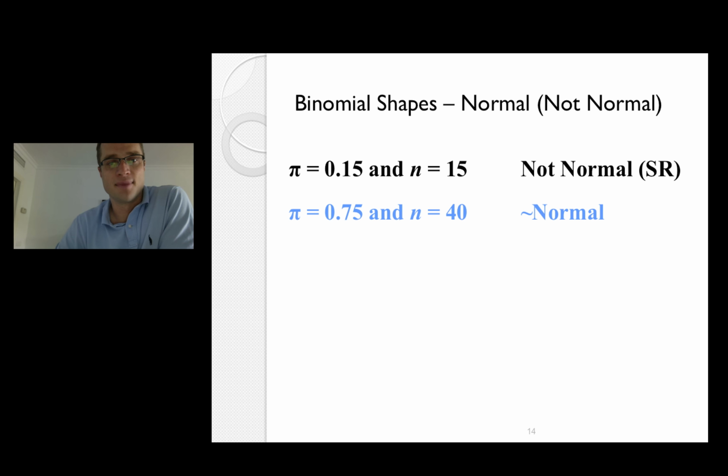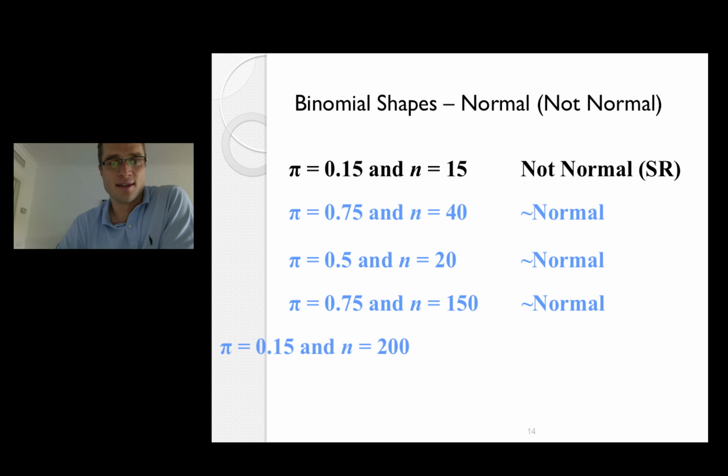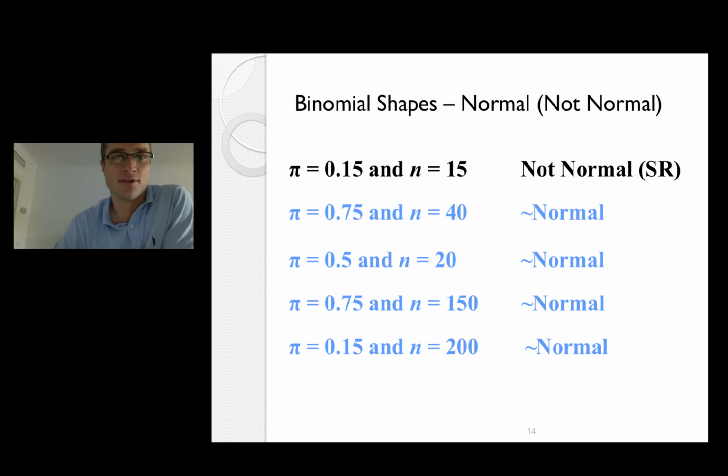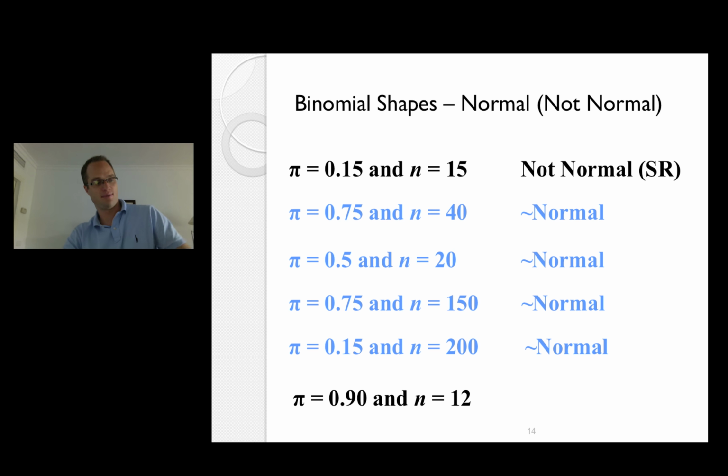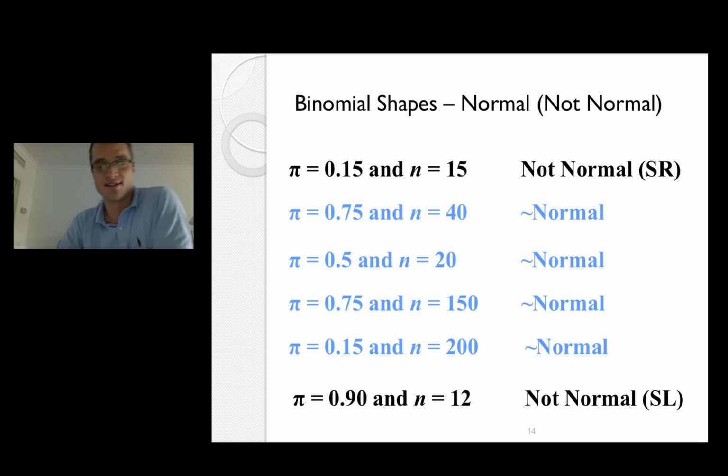And the rest of these, well, the next four are indeed normal. We can approximate them as normal. That's what that little squiggle means. And this final one, with a high probability of success of 0.9 but a number of trials of 12, does not satisfy the normality approximation conditions, and it will be skewed left.